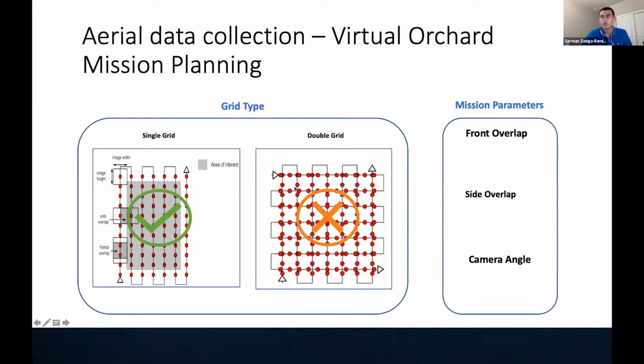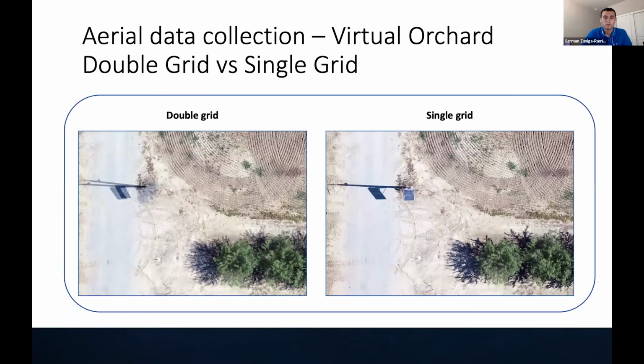Now, other important mission parameters are front overlap and side overlap, and also camera angle. For front overlap and side overlap, we use 85% or higher. Remember that photogrammetry is all about overlap, so we want to have as many overlapping images as possible. Now for camera angle, we recommend oblique angle, which is about 65 to 70 degrees, in which nadir is 90 degrees. So why oblique?